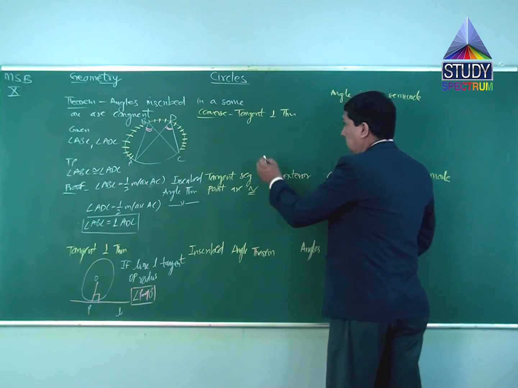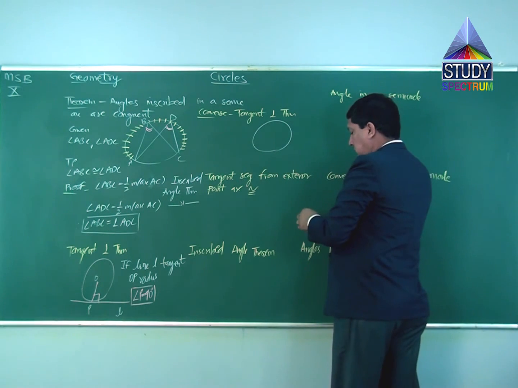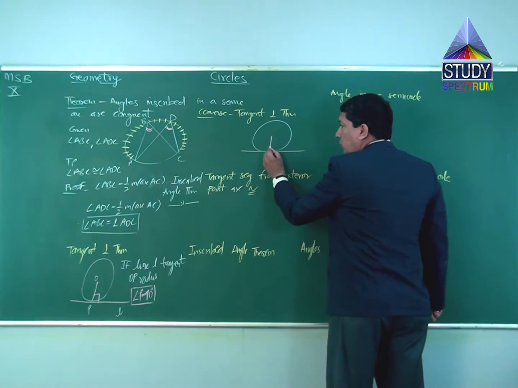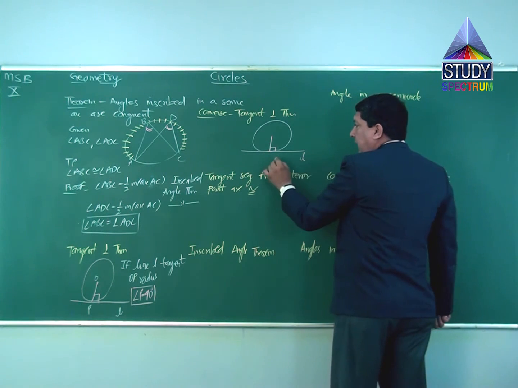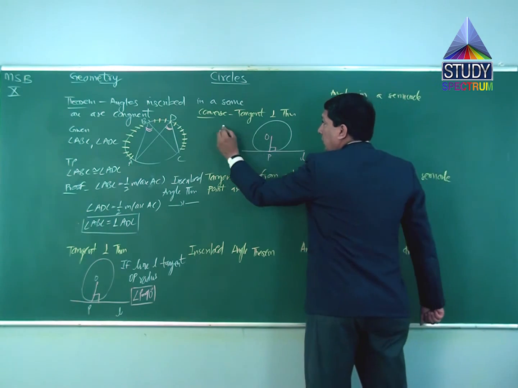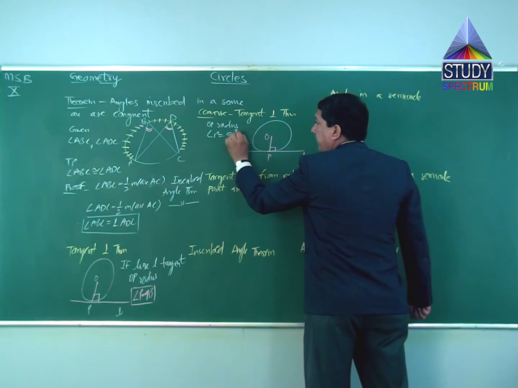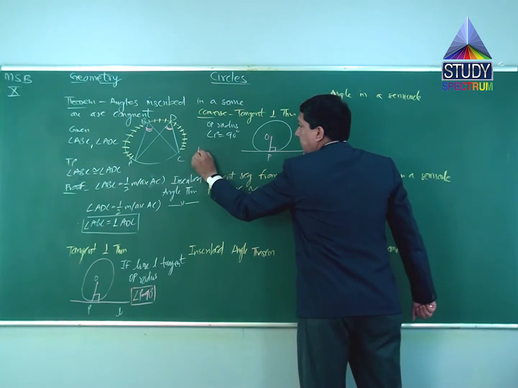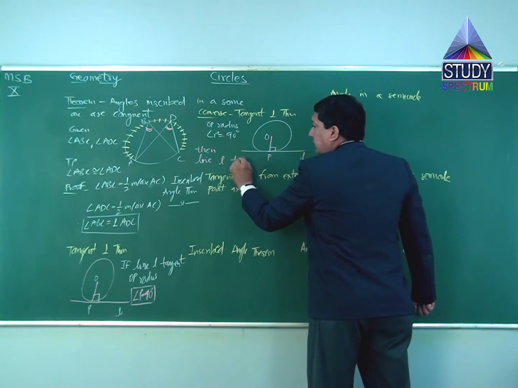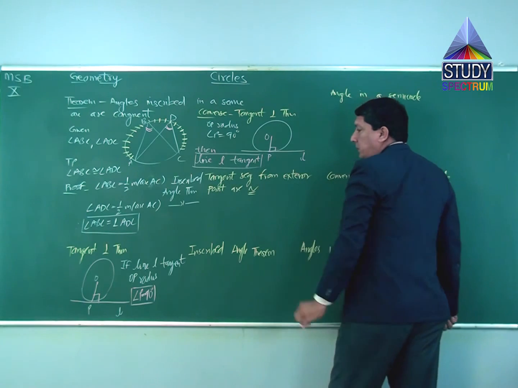Converse. Known to us is a radius, a line, and this angle of 90 degrees. Line L, point P, center O. So this time OP is the radius, angle P is 90 degrees. Then we can say line L is tangent. Converse of the tangent perpendicularity theorem.